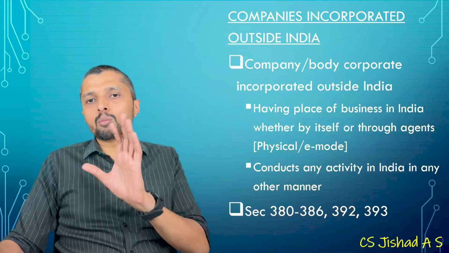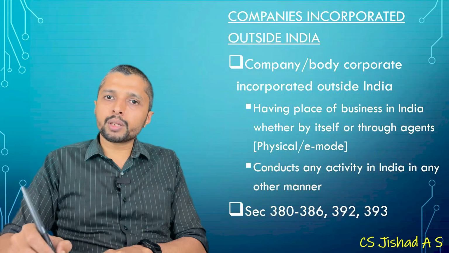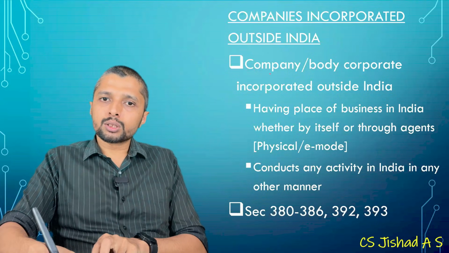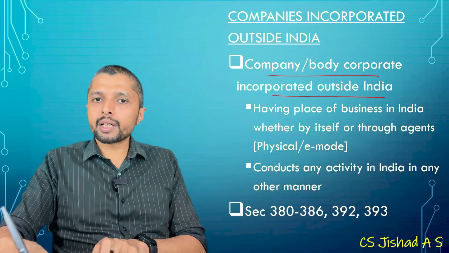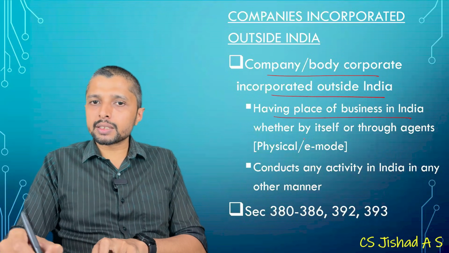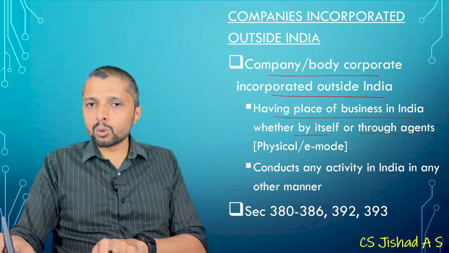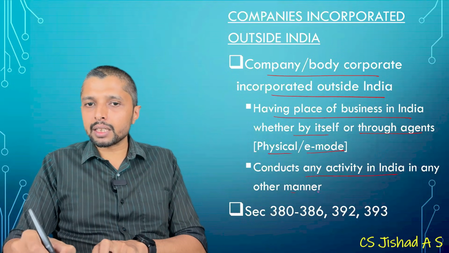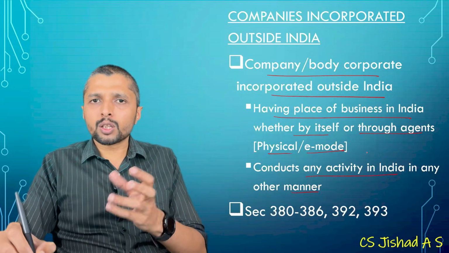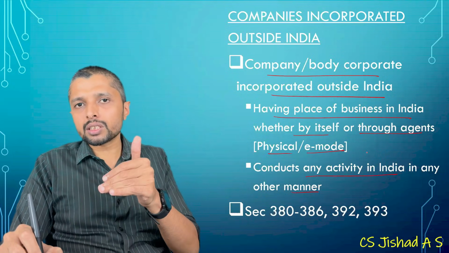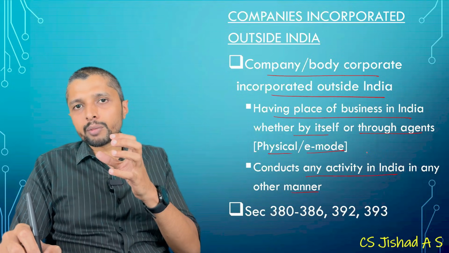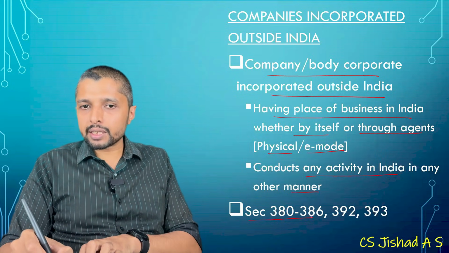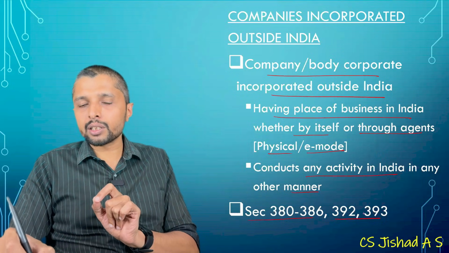Okay. Now we'll move to chapter 22, which is companies incorporated outside India, which is simply known as foreign company. So it is a company or body corporate incorporated outside India, having a place of business in India, whether by itself or through agents, through physical or e-mode, and conducting any activity in India in any other manner. If any of these conditions are satisfied, the company will be treated as a foreign company. So the foreign company will be complying with sections 380 to 386, 390 to 393.